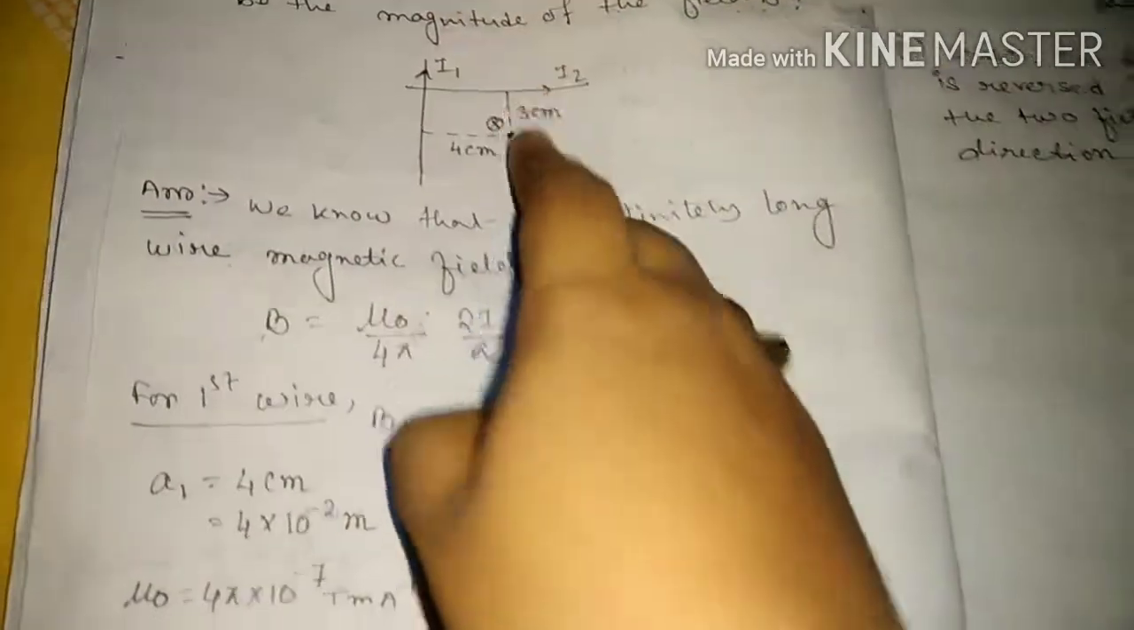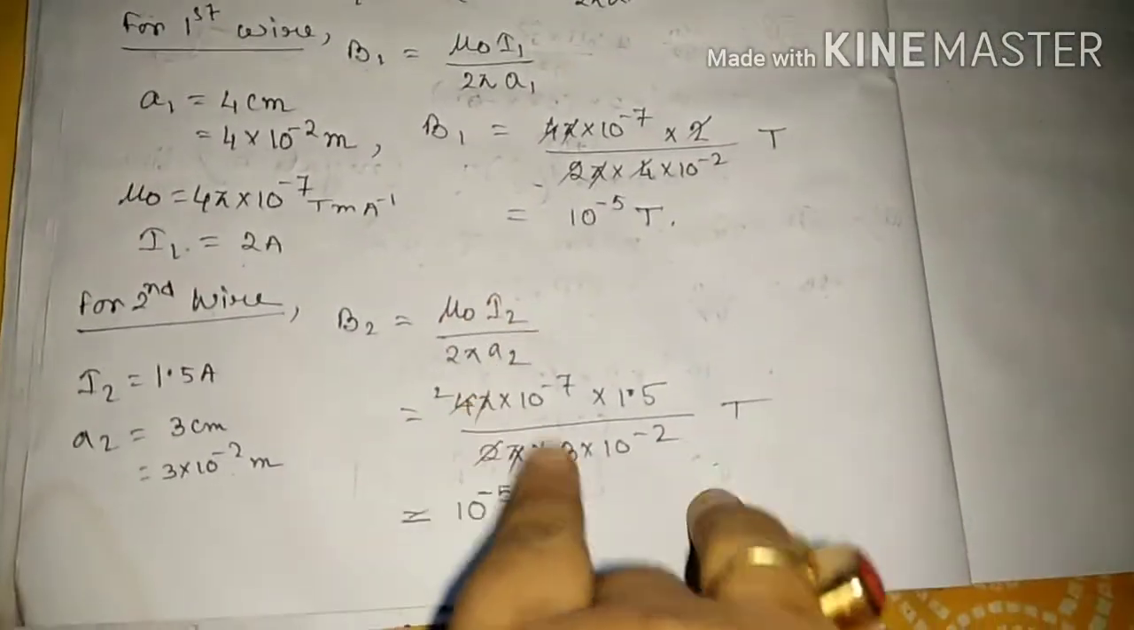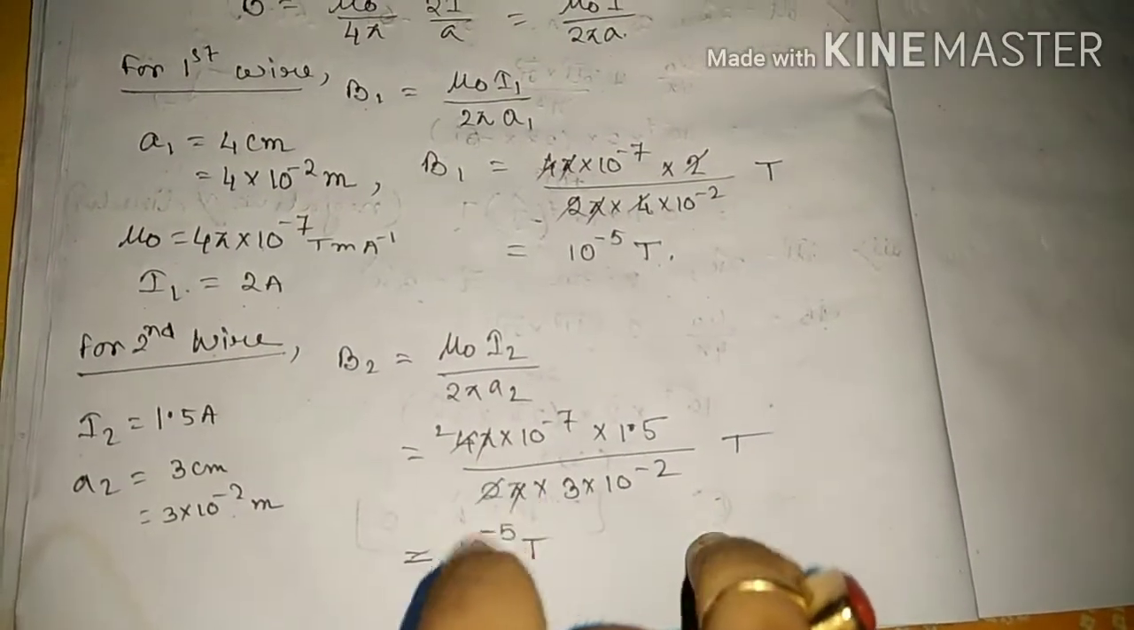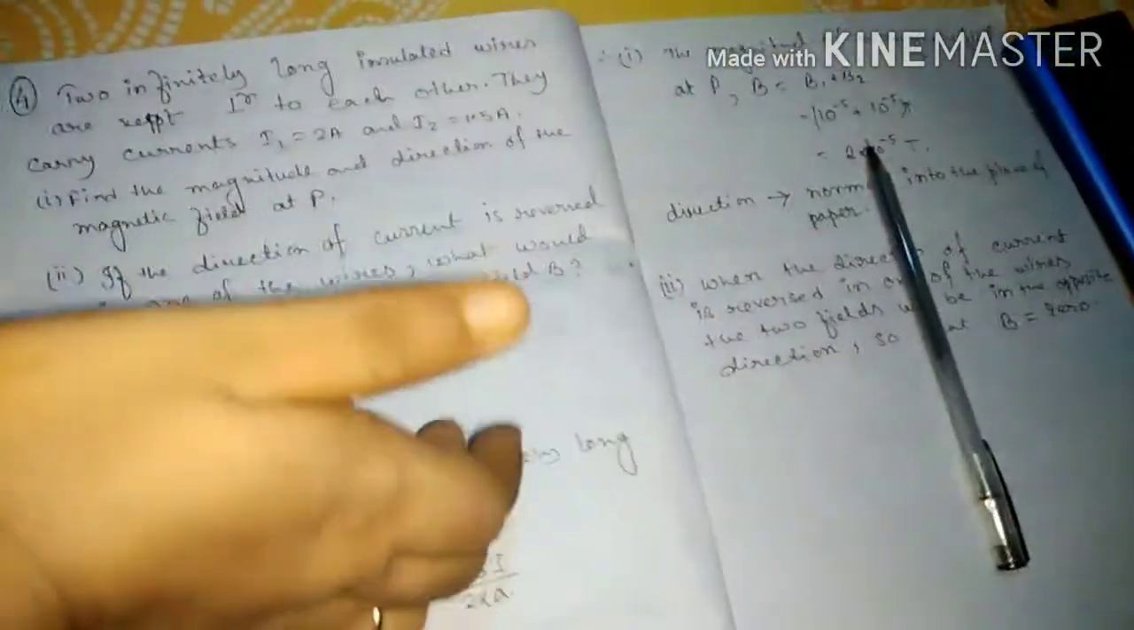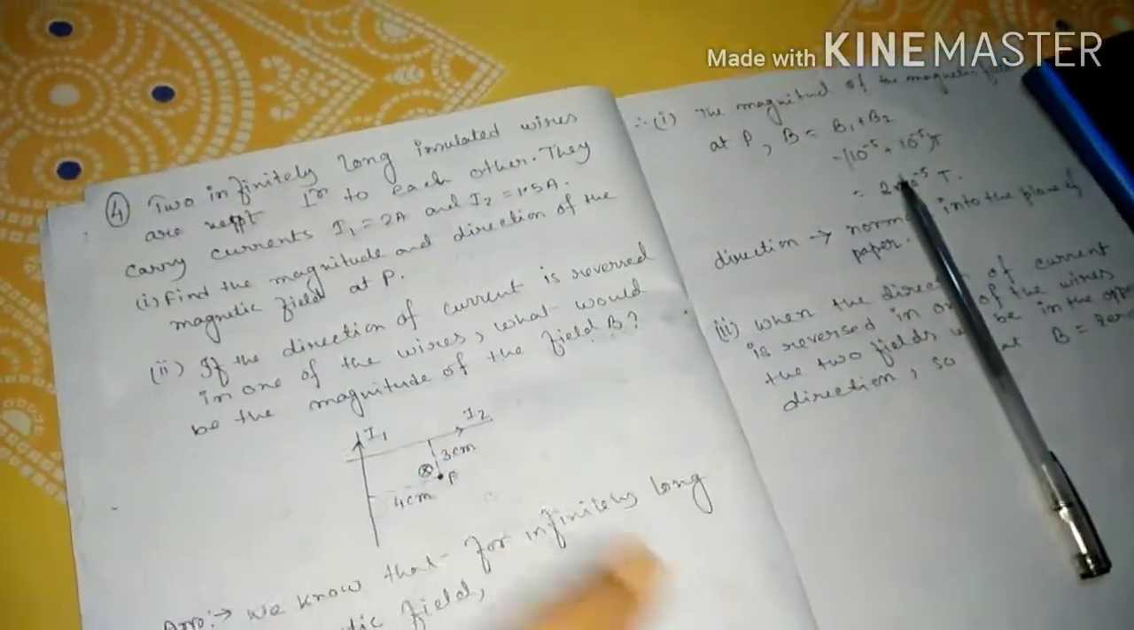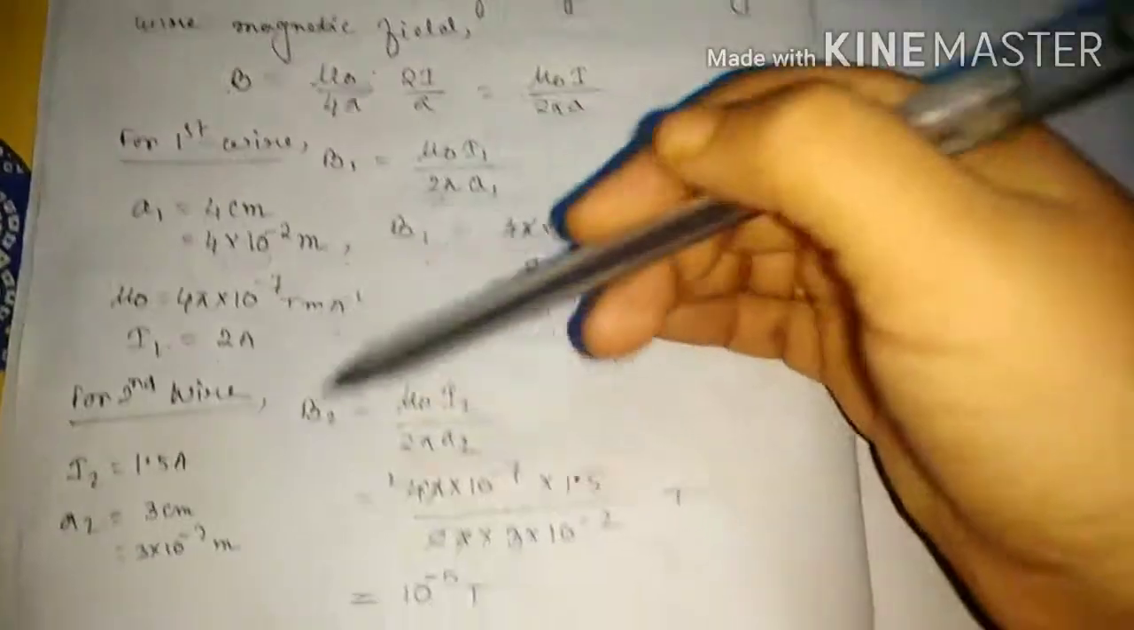Same for I2. If you find it out, you get the same value, 10 to the power minus 5 Tesla. And the direction: I1 is into the paper, and I2 is also into the paper. That's why I will write it as a cross sign. So we get B1 and B2 for the first wire and the second wire.